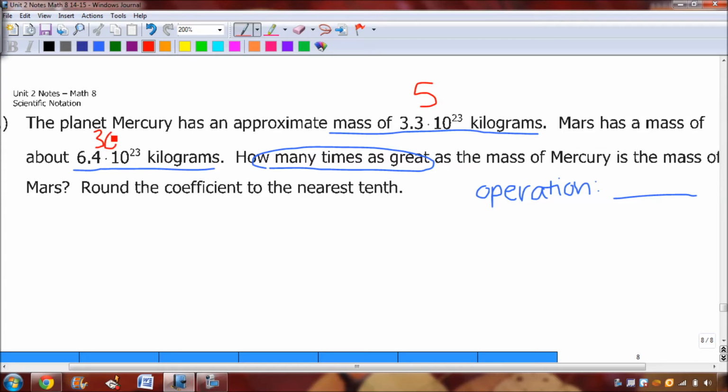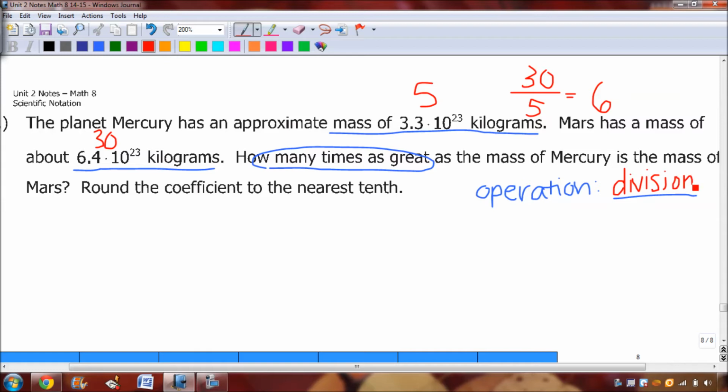So the mass of Mercury is 5, the mass of Mars is 30. How many times bigger is 30 than 5? Well, hopefully you figured out in your head that 30 is 6 times as big as 5 because you just divide the two numbers to figure that out. So you do 30 divided by 5, which is 6 times as big. So that means that the operation here has to be division.